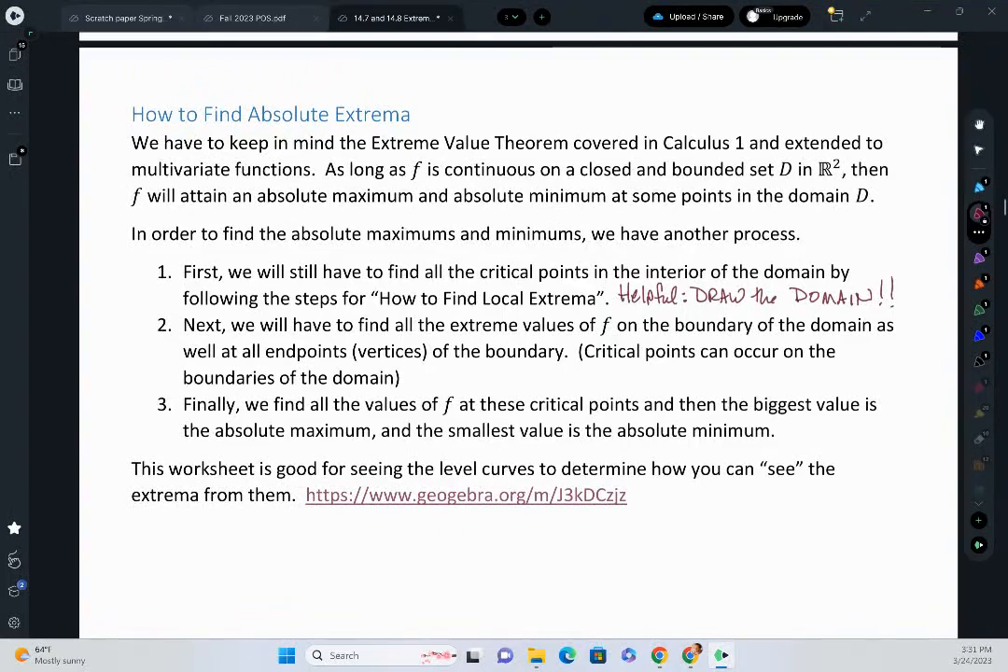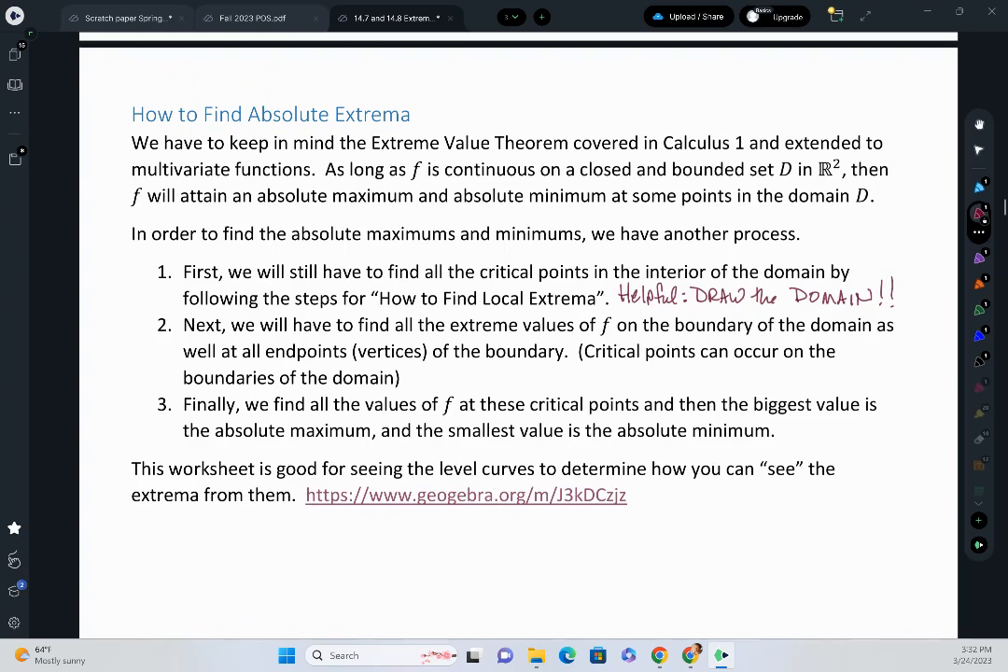Just do it, okay? Because next, after we figure out if there are any critical points in the interior of the domain, we're going to find all the extreme values that are on the boundary of the domain. Oftentimes, if you haven't drawn a domain, then you won't actually know what the boundary is and how it's different from the interior. Seeing a picture makes that so much clearer. It'll just save you from getting the wrong answer. So draw a picture.